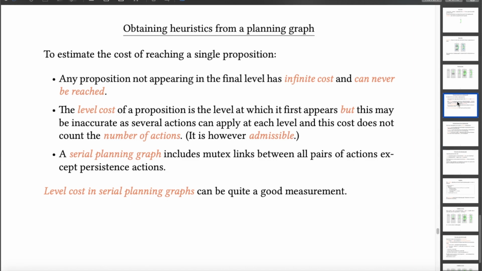Now, that may not be an accurate estimate of how costly it is to achieve that proposition, because it may be that several actions can be carried out simultaneously at each level, and the level cost doesn't count the number of actions that are needed. Now, one way around this is to make a serial planning graph which includes mutexes between all pairs of actions except the persistence actions, and then use level cost in a serial planning graph.